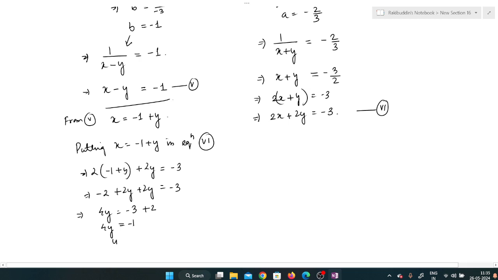So the value of y is minus 1 by 4. Now if I put the value of y, therefore x equals to, now we already know we have x equals this, now we'll put it in this equation. X equals to minus 1 plus minus 1 by 4. So it will become minus 1 by 4. So you need to take the LCM. LCM will be 4 and this will become minus 4 minus 1. So your final answer is minus 5 by 4. So this is how you solve the question. I hope it is clear to all of you.